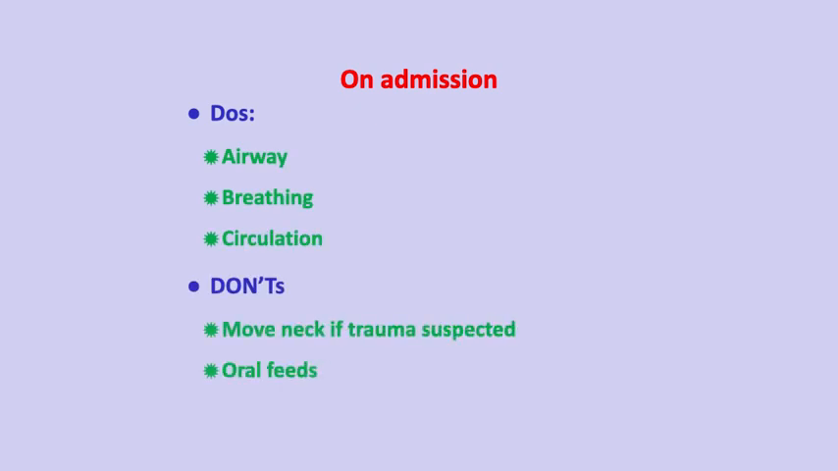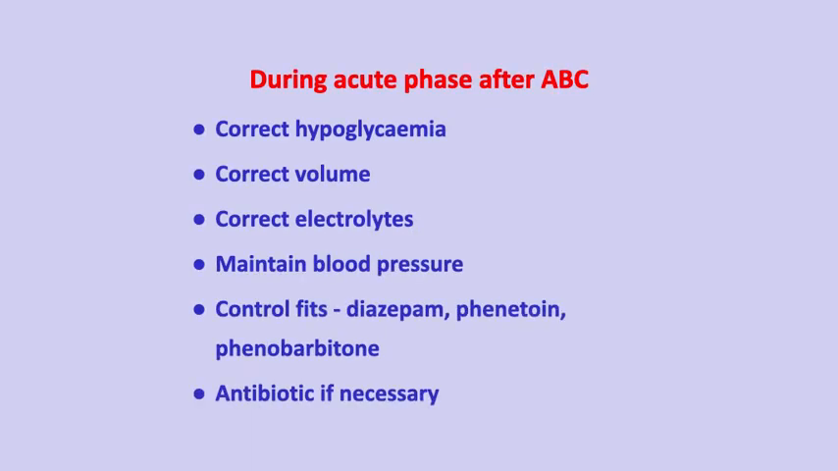You have to look after the airway, breathing, and circulation, but do not move the neck if trauma is suspected, and oral feed should not be given until the patient is fully conscious. After airway, breathing, and circulation, you must correct hypoglycemia. An important point here is if the patient is malnourished or a chronic ethanol abuser or pregnant, then intravenous thiamine should also be given with 50% dextrose.